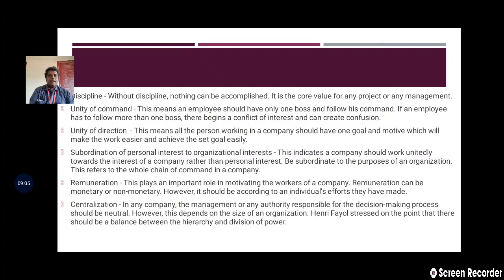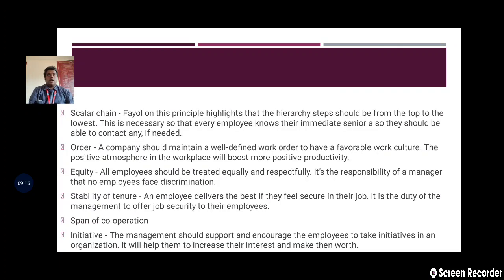Centralization. The management or any authority responsible for the decision-making process should be in a neutral way. The next one is scalar chain. On this principle, Fayol highlights that hierarchy should be from top to the lowest. In an organization, the employee must follow their superior's advice or instruction. Later on, in case queries arise in the working environment, they have to follow the hierarchical order. First, they have to meet the supervisor, then the floor in charge.